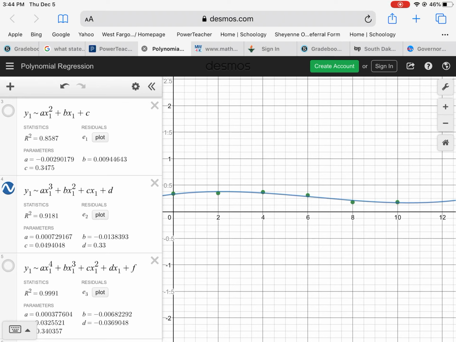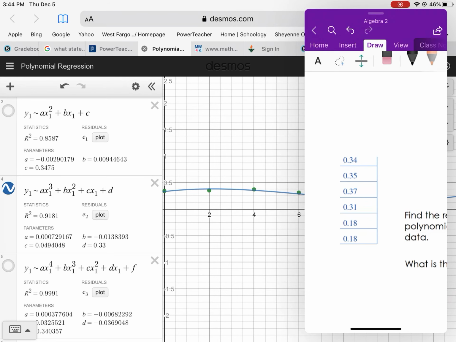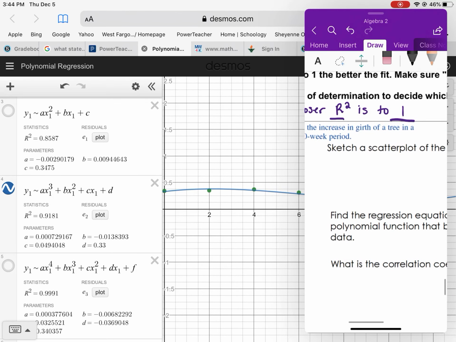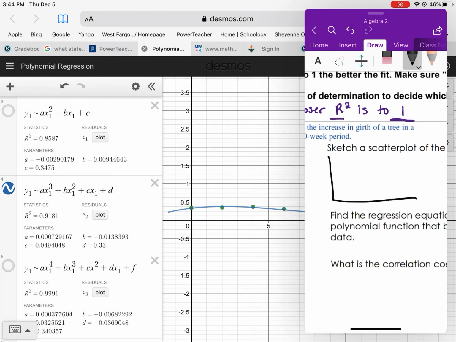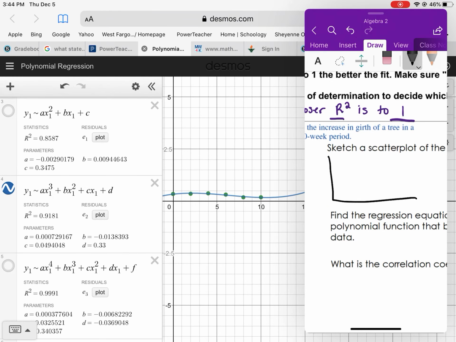So my line of best fit will be, so sketch the scatter plot. That I just wanted you to make a little picture of what you're kind of seeing here. So it starts like this, kind of turns a little bit here, and then comes back up a little bit.